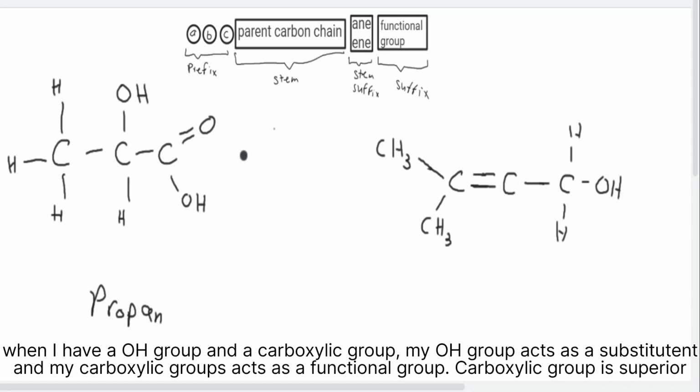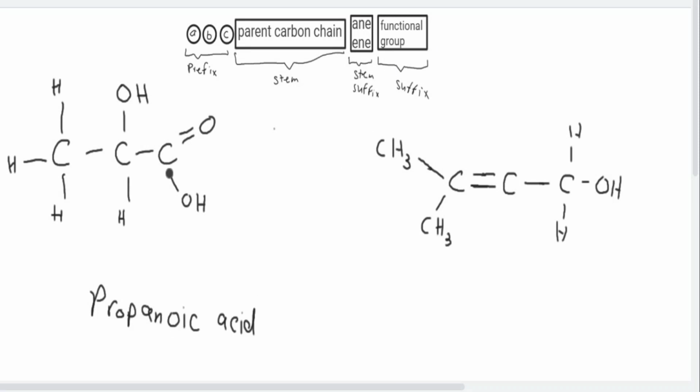So this carboxylic acid will be written as the functional group or the suffix, and I want my functional group to be at the lowest possible position. So if I start with this as my first carbon atom, this will be my second carbon atom, and this will be third. Since I want my carboxylic acid to be on the least carbon atom, I start from the right.